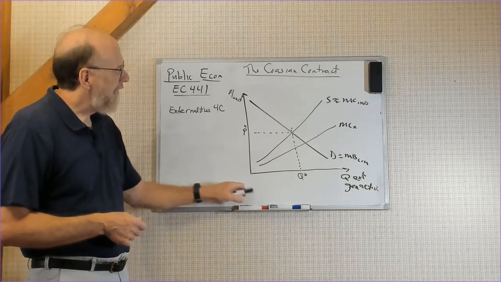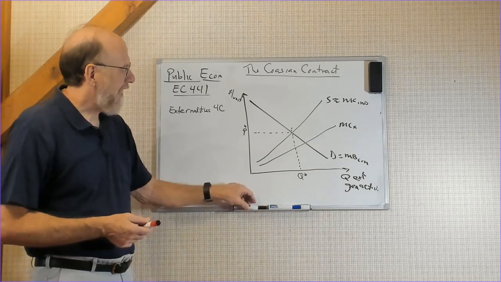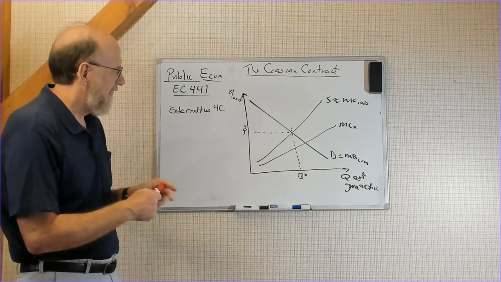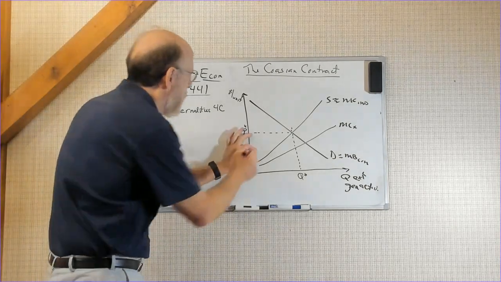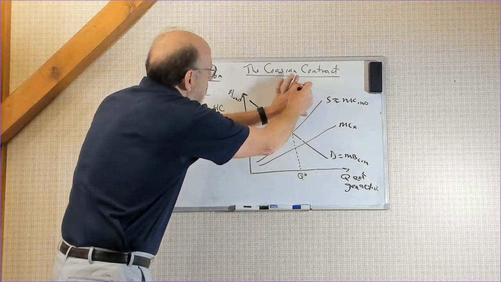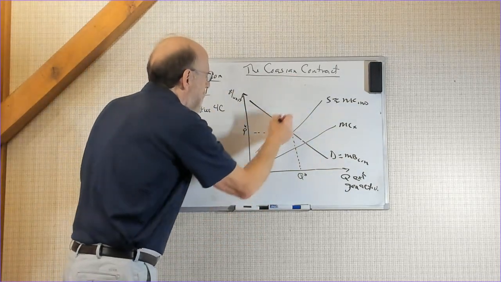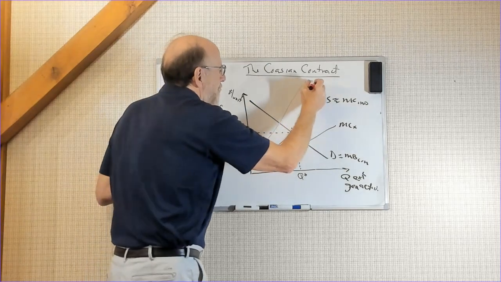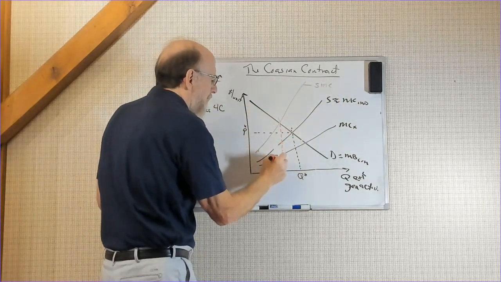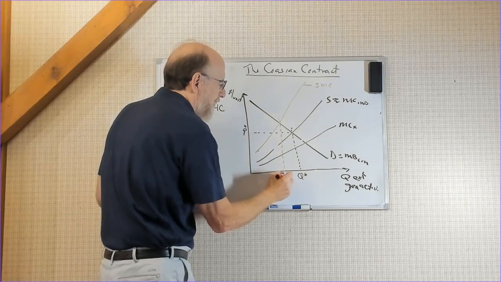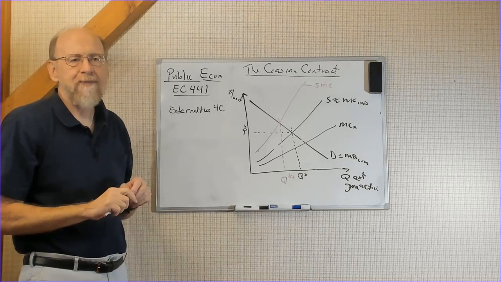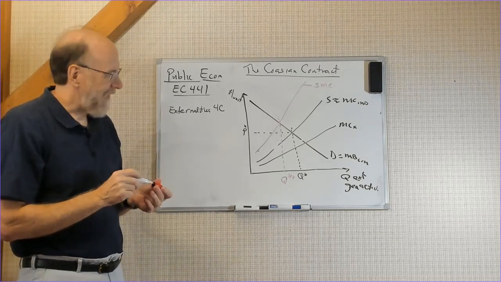Okay, so we could characterize the ideal level of this activity by adding the two cost curves together to get the social marginal cost curve. And again, we're taking the vertical sum of those two curves. And this will be the social marginal cost curve. And this will be the ideal level of the service or activity here.